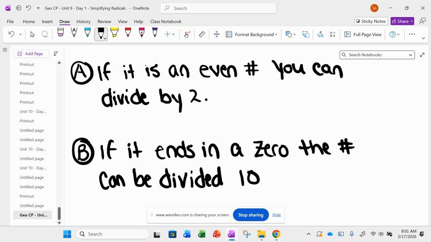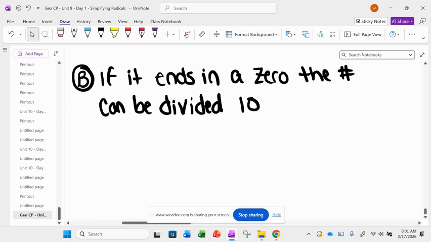1,250. Yeah. How do I know? 1,250, this is divisible by 10. How do I know this? Because it ends in a 0. That's how I know. So if it ends in a 0, the number can be divided by 10. The third one, I also think you guys know this.